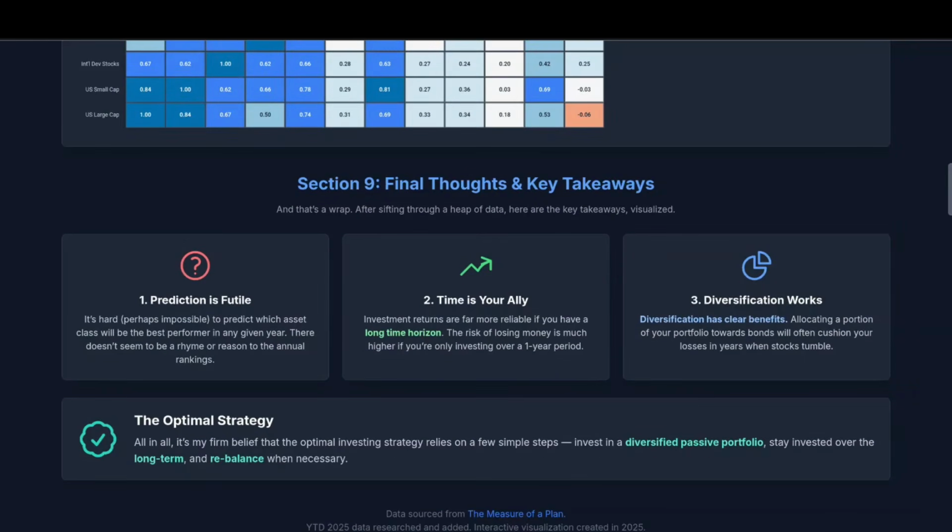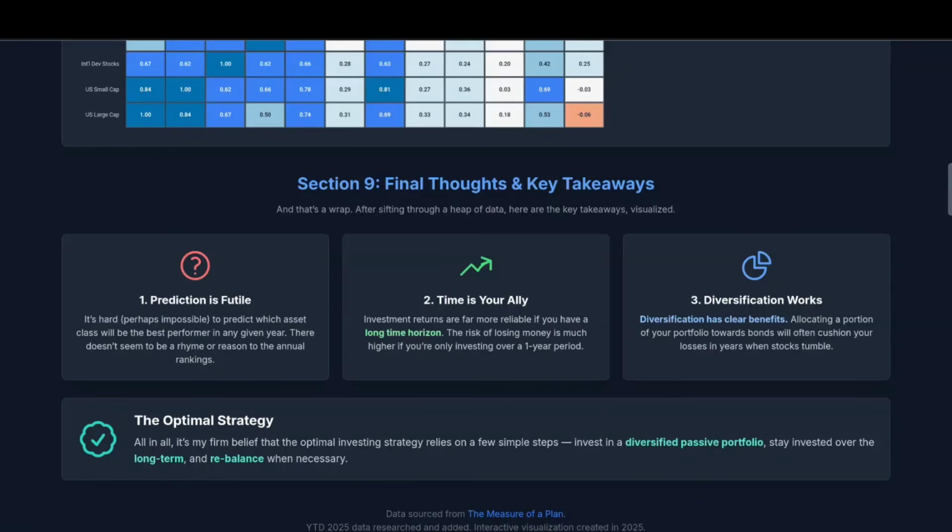So what are my final thoughts and key takeaways? Prediction is futile in a way. It's hard, perhaps almost impossible, to predict which asset class will be the best performer in any given year. There doesn't seem to be any rhyme or reason to the annual rankings per se. Time is your ally though. Investment returns are far more reliable if you have a long time horizon. The risk of losing money is much higher if you're only investing over a 1-year or short time period.